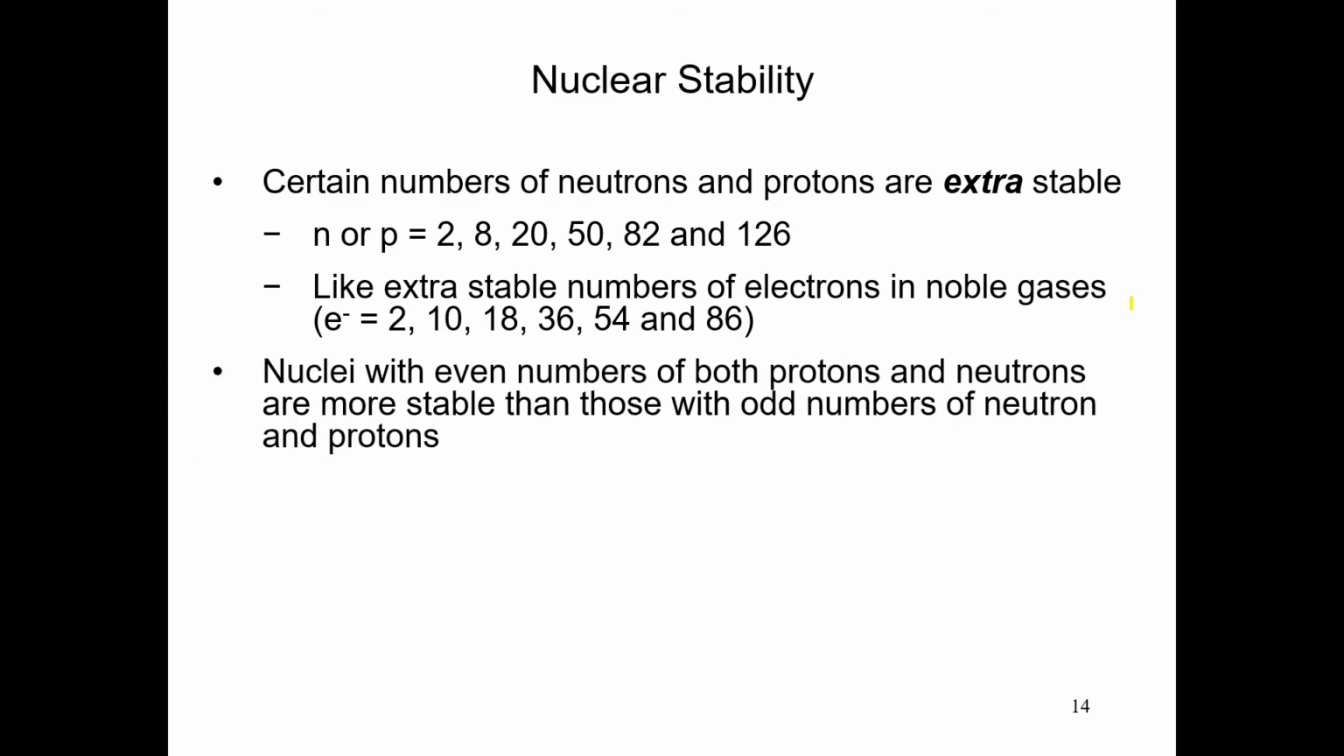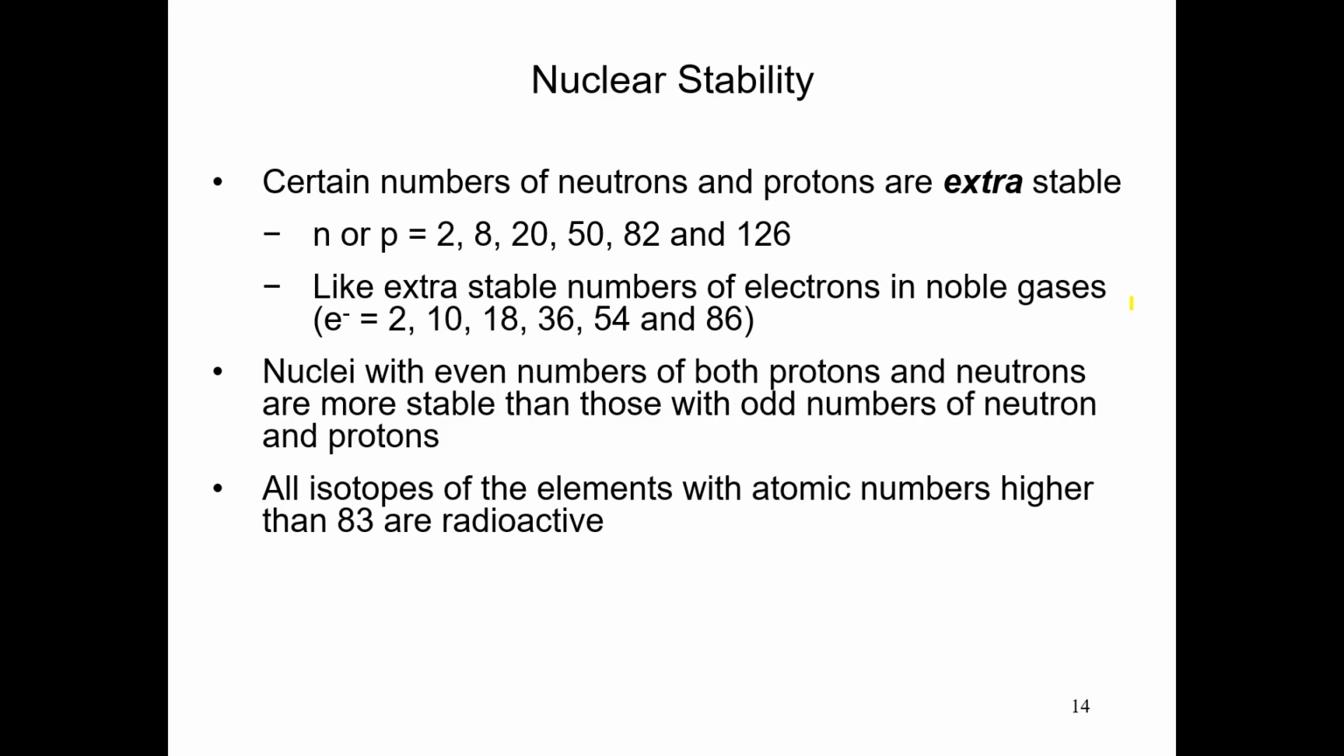Another pattern that we find is that nuclei that have even numbers of both protons and neutrons are typically more stable than those with odd numbers of neutrons and or protons. And one more thing is that all isotopes of the elements with atomic numbers higher than 83 are radioactive. So kind of like atomic number 82 is the boundary of stability.